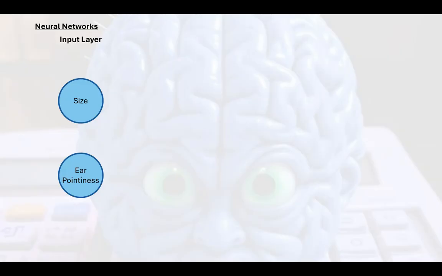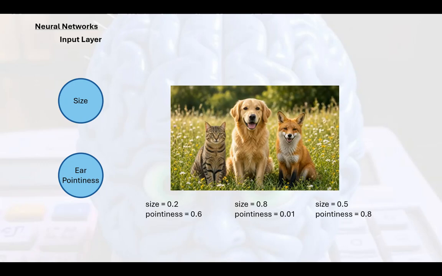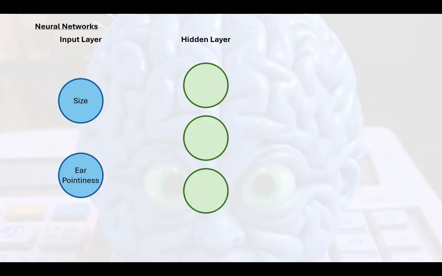As you can see, the input layer is made up of two input neurons, which correspond to size and ear pointiness. Every piece of data is evaluated on these two criteria and given a value between 0 and 1. Next, we have a hidden layer containing three hidden neurons. Again, in reality, there are many layers of many neurons, and we don't actually know what they all do, part of the mystery of neural networks.